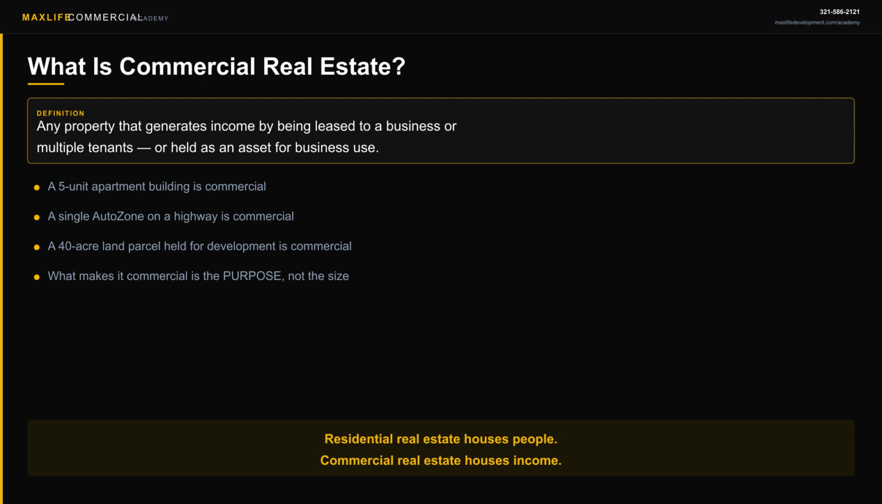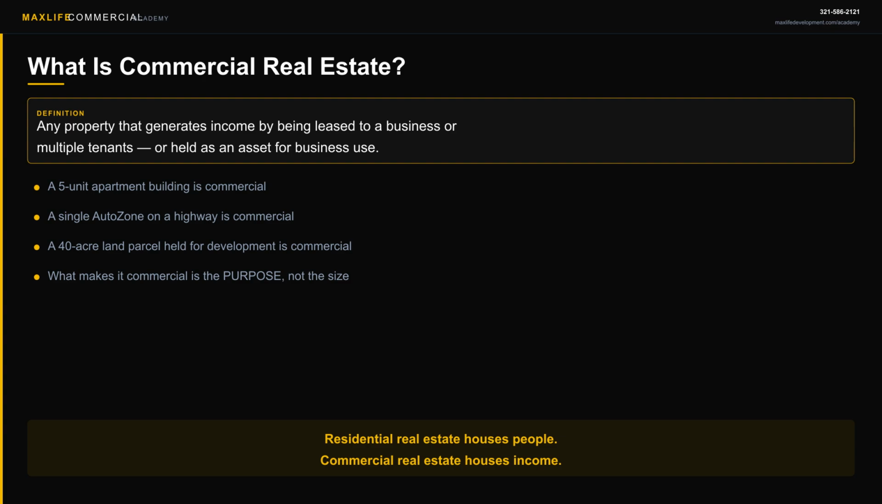The word commercial doesn't mean big, downtown, or expensive. A 5-unit apartment building in a small Florida town is commercial real estate. A single AutoZone store on a lonely highway is commercial real estate. A 40-acre raw land parcel being held for a future Walmart is commercial real estate. What makes it commercial is not the building, it's the purpose. The property exists to produce income or support a business operation, not to house a family as their primary residence.